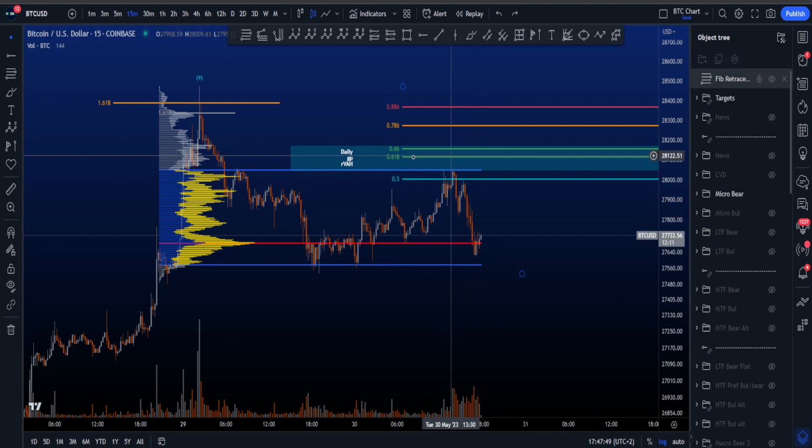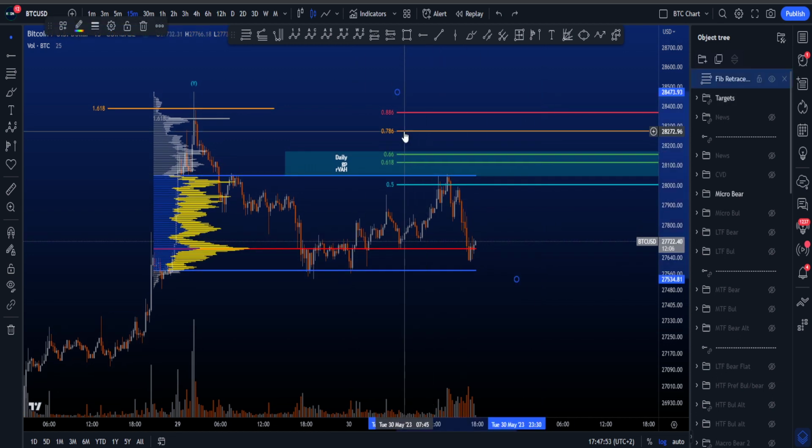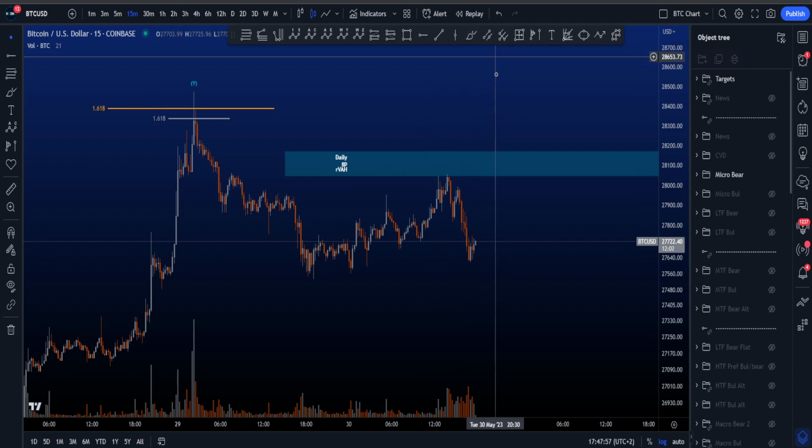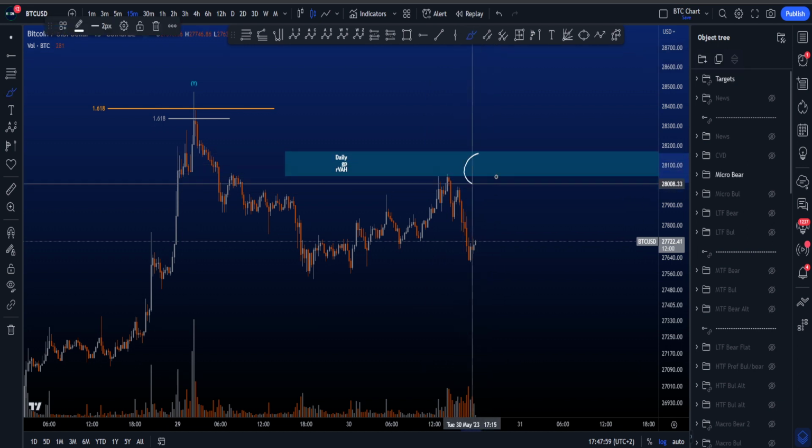So we still have some interesting confluences in this area which are still untouched, so I wouldn't be surprised if price might want to go back up and actually take some of these resistances over here.